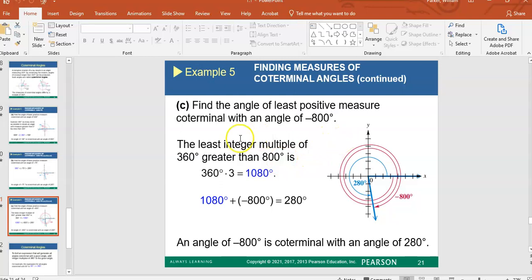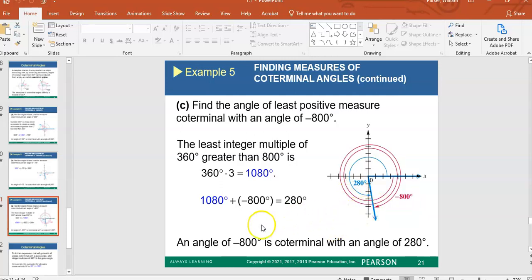Find the angle of least positive measure coterminal with the angle negative 800. Well, how many 360s can go in here? We're going negative 800, so how many times am I going to go around? Well, I know two times around is 720. Then I go an extra 80 degrees to get to negative 800, so that'd be negative 80. Well, I can take 360 and add that negative 80, and that gives me 280 degrees.